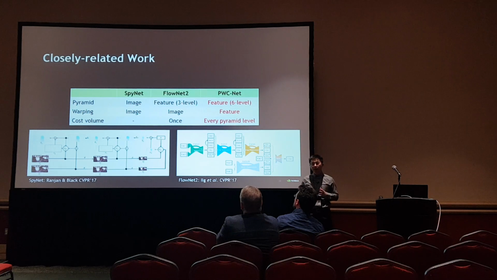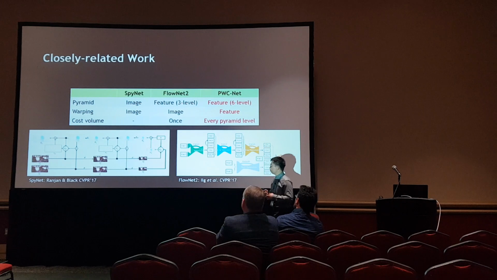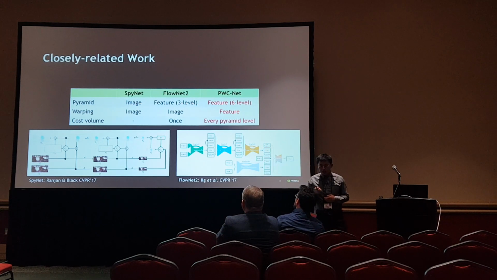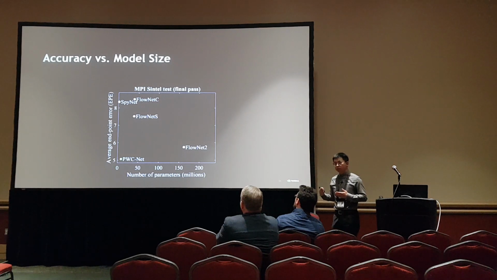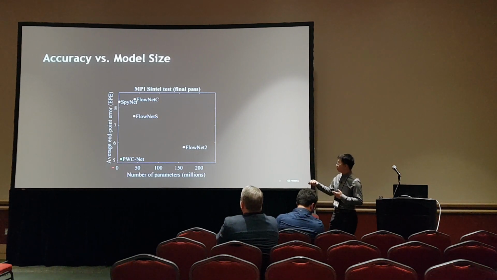And the last thing is for the cost volume. SpyNet does not have cost volume. And FlowNet 2 just uses it once in the first module of its big network. And so by making more frequent and fuller use of these great principles, we can build a very compact network that outperforms state-of-the-art.